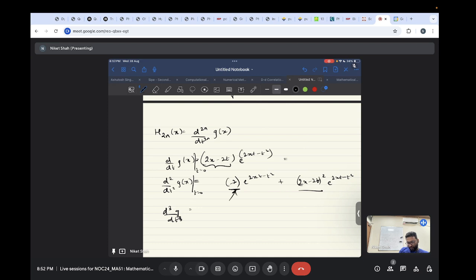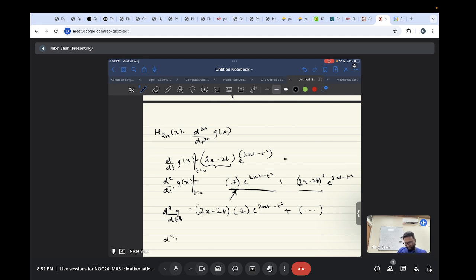So here, because of the constant term, I will get 2x minus 2t into minus 2 e raised to power 2xt minus t square, plus here there will be some derivative of the function, of the exponential and the polynomial both.